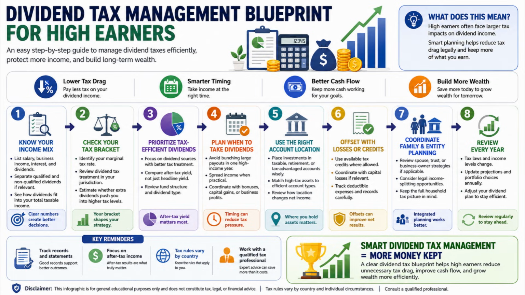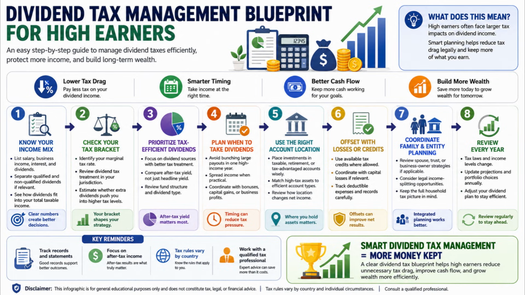At the same time, use the right account location. Where you hold your dividend investments matters. Some assets may work better in taxable accounts, while others may be more efficient in retirement or tax-advantaged accounts. By matching high-tax assets with better account types, you may improve your after-tax return and keep more cash working for your goals. In addition, offset with losses or credits where allowed.